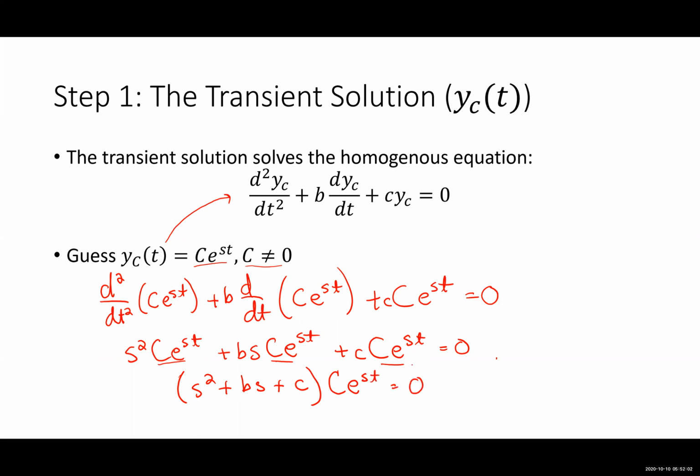And I get that result. Okay. So because c is never equal to 0 and e to the st is never equal to 0, I'm always left with this thing that I call the characteristic equation that must be equal to 0. And I can solve that using the quadratic formula.